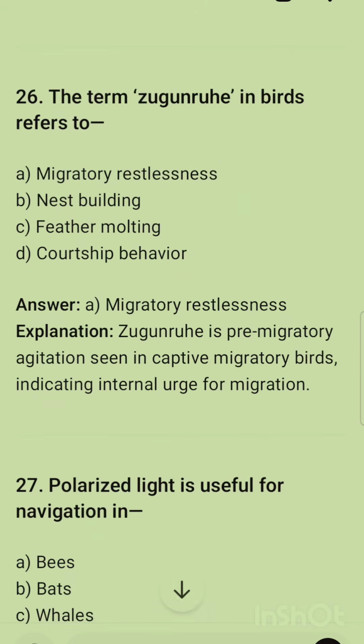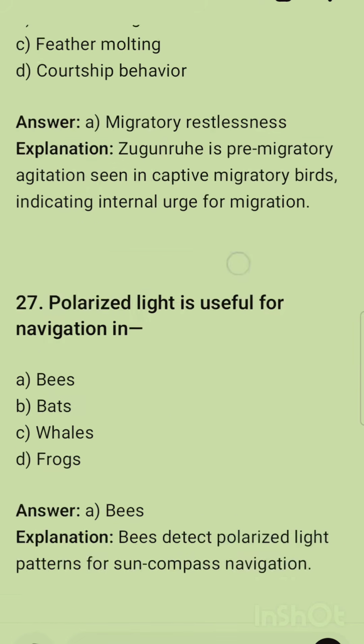The next question is the term Zugunruhe in birds refers to. It refers to migratory restlessness. As we know, before migration, when the migration is going to happen, the birds feel restlessness, and that is called Zugunruhe.